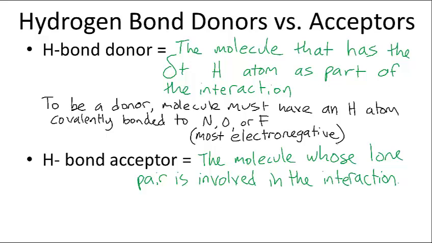All right, so to finish off this slide, hydrogen bond acceptors, what do they need to have? Daniel? They need to have a lone pair on a nitrogen, oxygen, or fluorine.